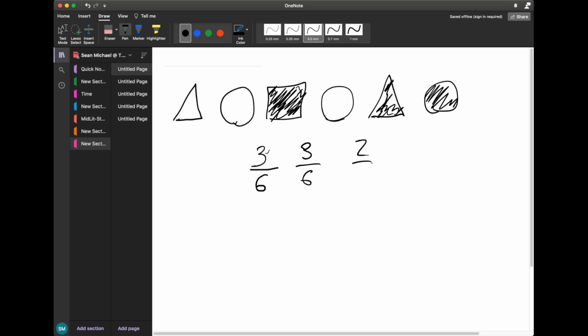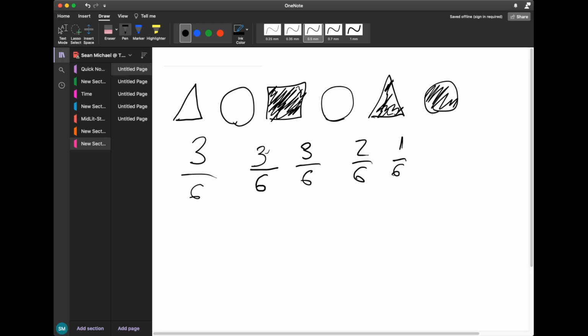2/6 of the shapes are triangles. 1/6 of the shapes are squares, and so on and so forth. And maybe you could find a few more. 3/6 have corners or edges, right? So that could be another thing. But yeah, you get that point, right?